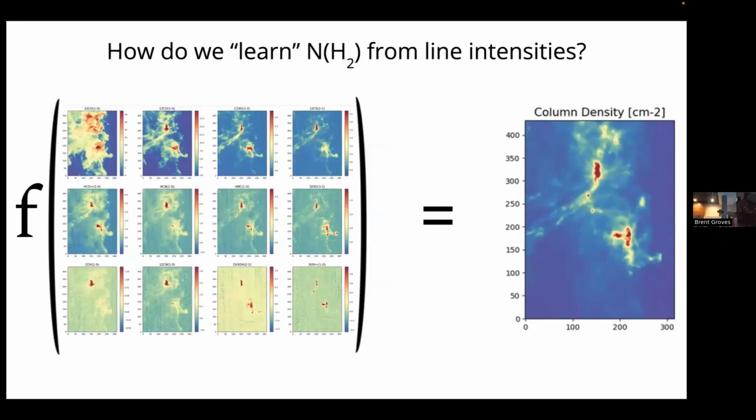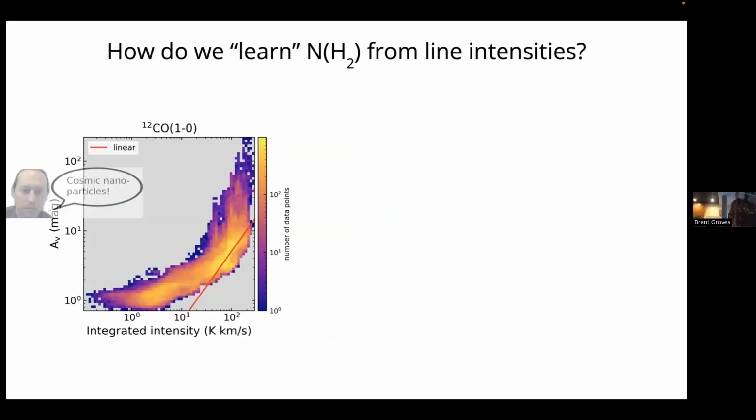This is how we can represent it. We have this huge data set, and we want to map the column densities. And we want to use fancy machine learning to do it. Let's look at it a bit more technically.